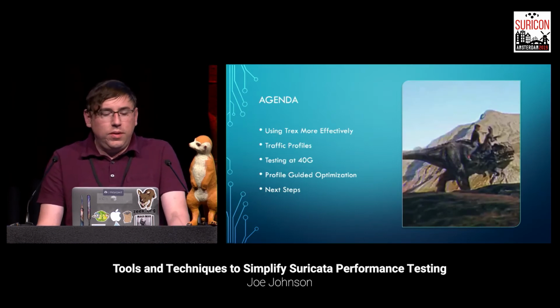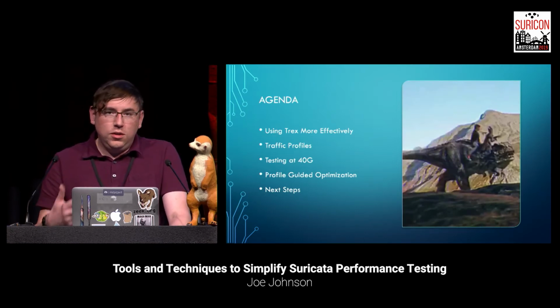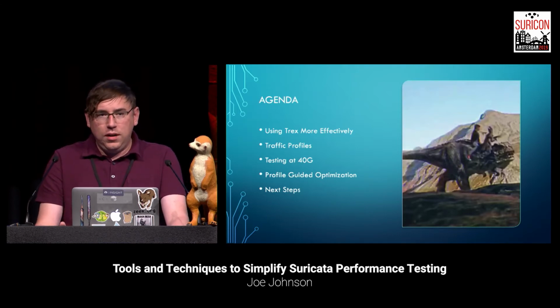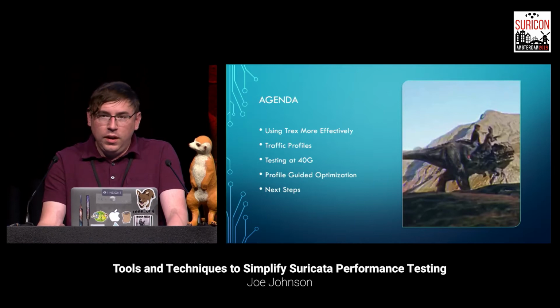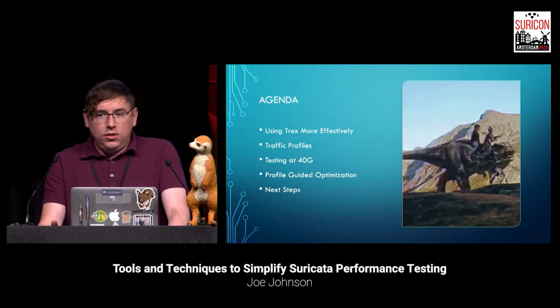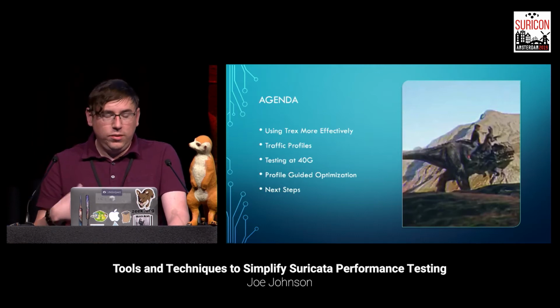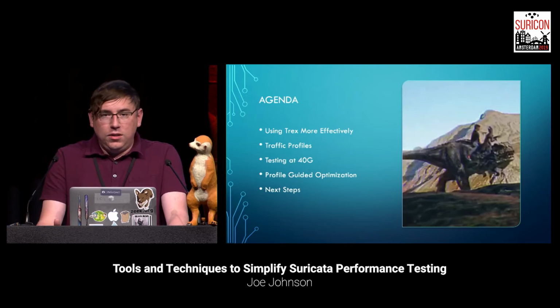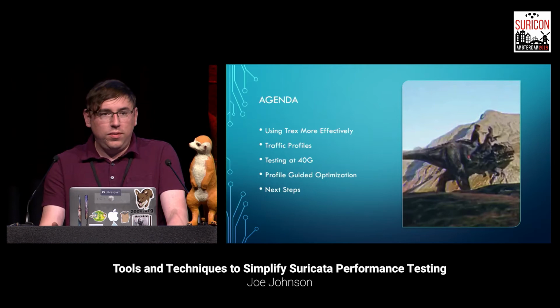So some of the stuff I want to cover today is just using TRex more effectively. Off the shelf, it's kind of clunky, it's a bit hard to use, so I'll go through some of the techniques we've been using to make our lives easier and make us more productive with it. Talk about some of the traffic profiles we like to test with. And then talk about actually trying to set up a proper 40 gig test harness, not with live traffic, but with actually reproducible traffic that you can run again and get the same results. And finally, I'm going to talk a bit about starting to use profile-guided optimization on Suricata and seeing what performance improvements we can get once we know what traffic profile we're going to be running against.